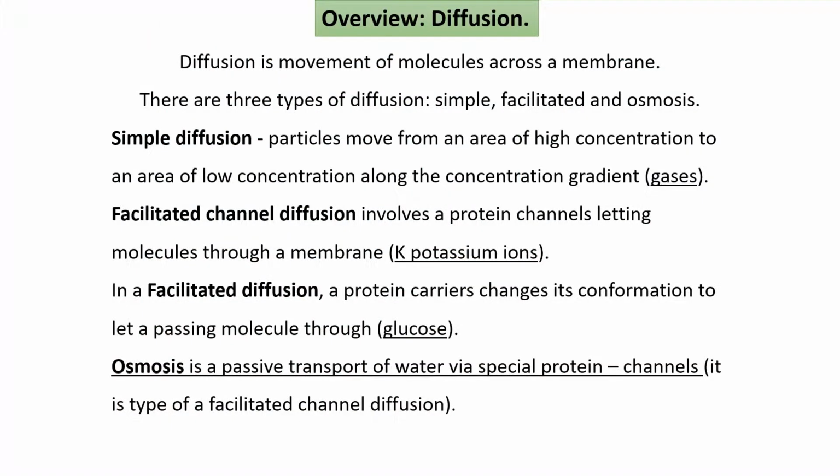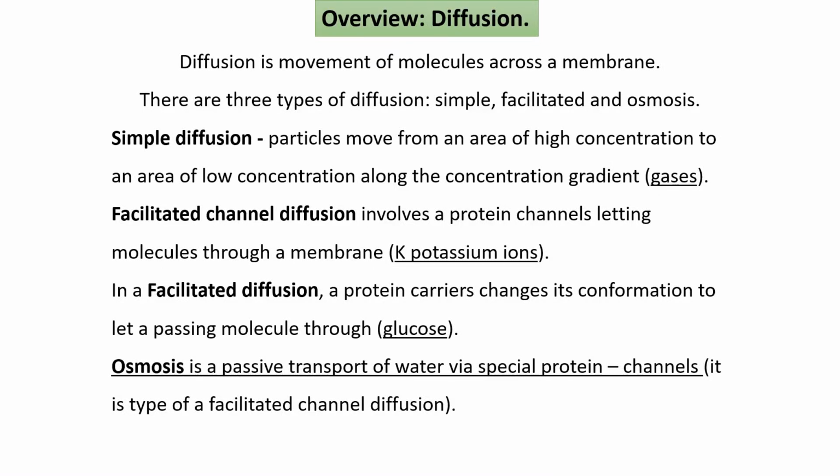So, an overview of diffusion. Diffusion is the movement of molecules across a membrane. And there are three types of diffusion: simple, facilitated, and osmosis. Simple diffusion is when particles move from an area of high concentration to an area of low concentration along the concentration gradient. Examples are oxygen and carbon dioxide gases.